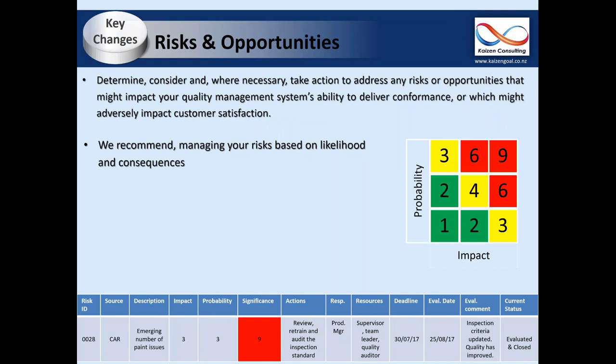This one has made it to a 9 significance, the score 9. You would have some sort of action, who's responsible, what resource we have to manage that risk, the deadline, evaluation date, and some comments. You need to go through the whole cycle of identifying the issue, implementation or action, and then a checking or review stage, and then evaluate it and close.